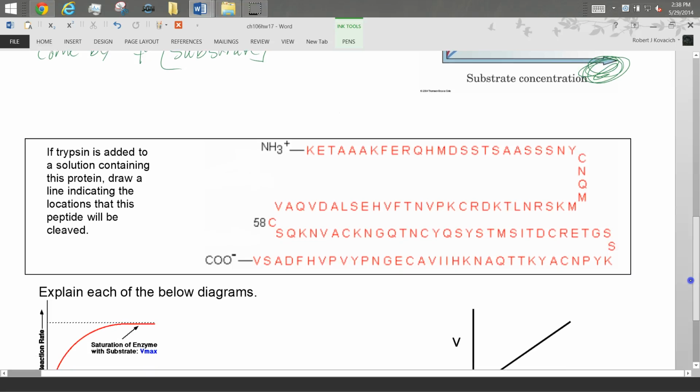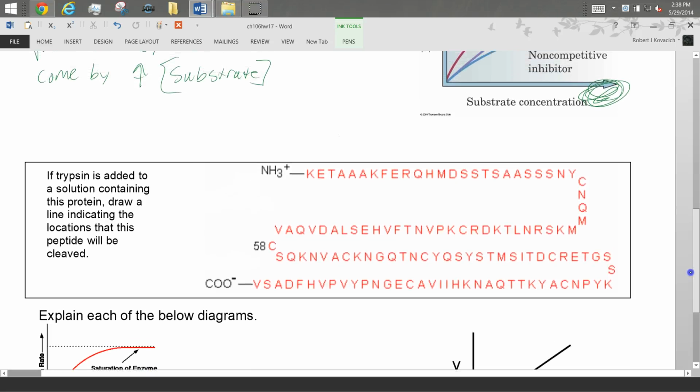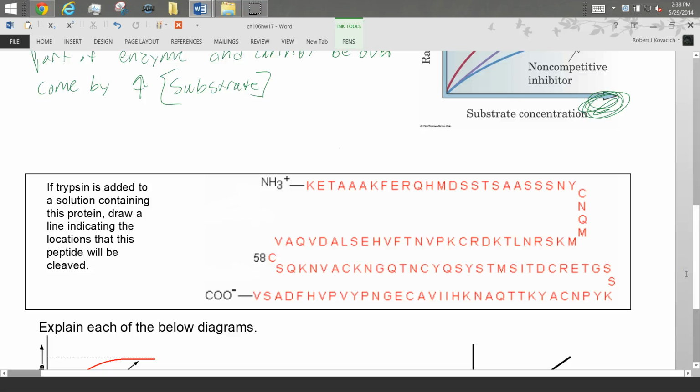All right, so I toss some trypsin into this insulin solution, and what happens? What does trypsin do?